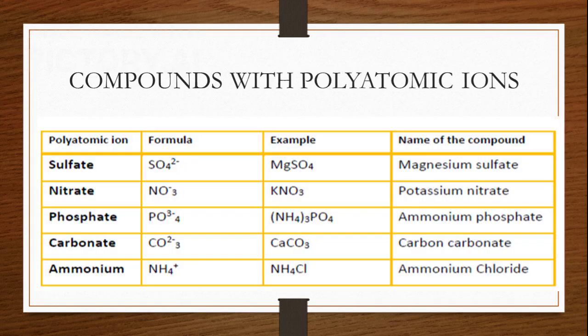Polyatomic ions add another layer to compound naming. Understanding their formulas and names, like sulfate and nitrate, is essential for mastering chemical nomenclature.